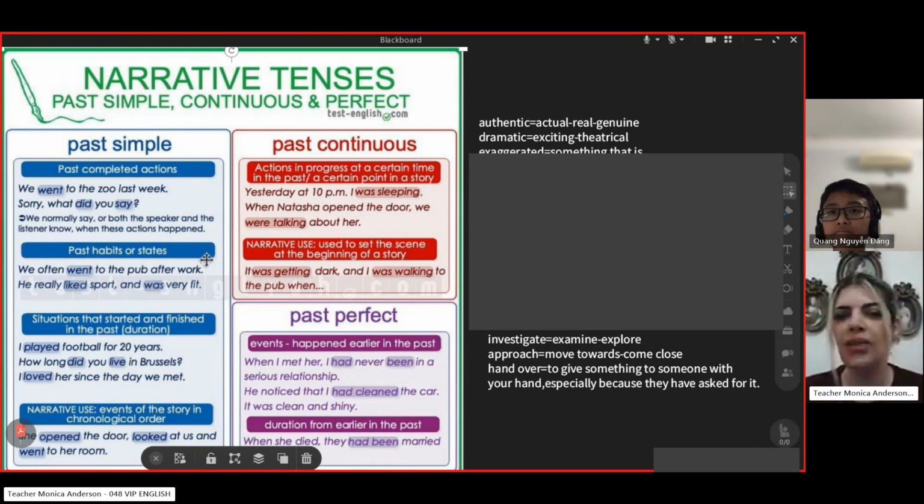So normally you can see past continuous at the beginning to describe the scene, and of course you can use it to write and to talk about an action in progress at a certain time in the past, or a certain point in the story. For example, I was sleeping. Sleeping is a continuous, in-progress action, so you need to use past continuous. I was walking. Walking is a continuous action, so you need to use past continuous.